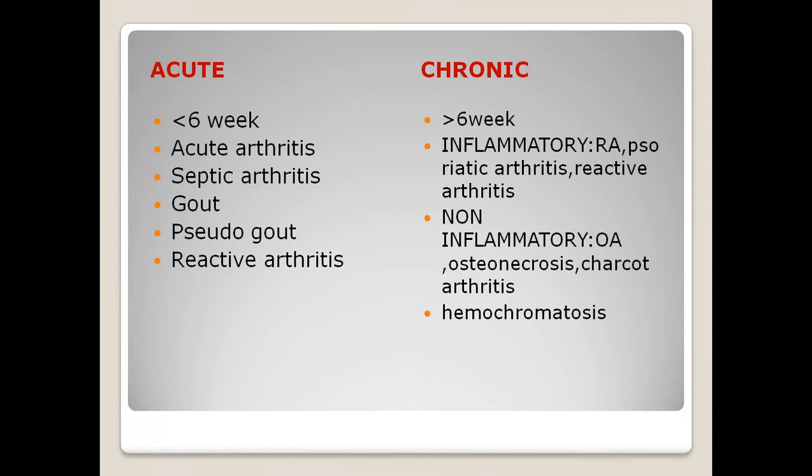So what is an acute condition? If it's less than 6 weeks, then it's an acute condition. If it's more than 6 weeks, it's a chronic condition. Some examples of acute conditions are septic arthritis, gout, pseudo gout, and reactive arthritis. Whereas the chronic conditions are rheumatoid arthritis, psoriatic arthritis, that are inflammatory conditions, and the non-inflammatory conditions are osteoarthritis, osteonecrosis, and hemochromatosis. So the 4 important points are whether it's an articular joint, whether it's mono or polyarticular, whether it's inflammatory or non-inflammatory, and whether it's an acute or chronic condition.